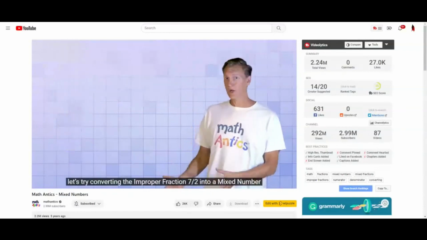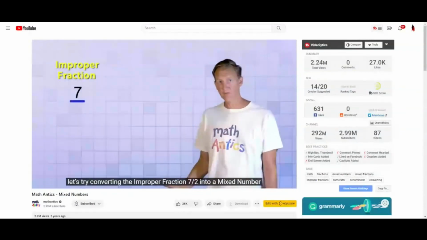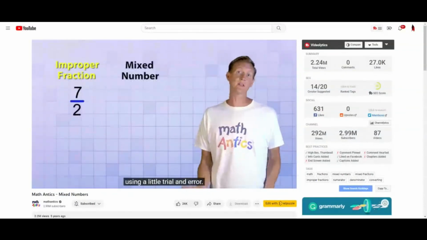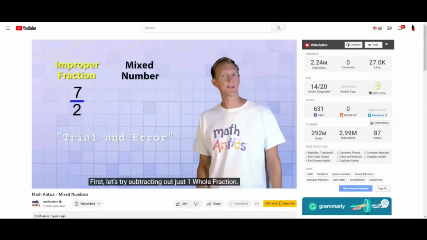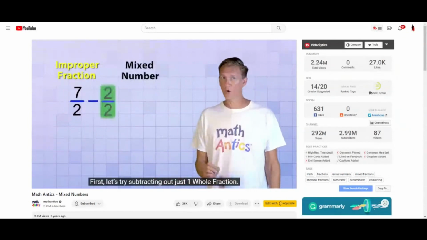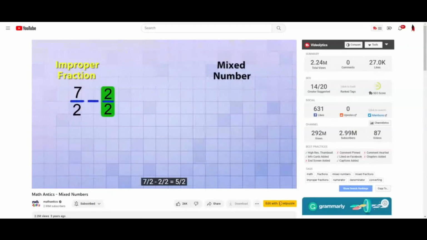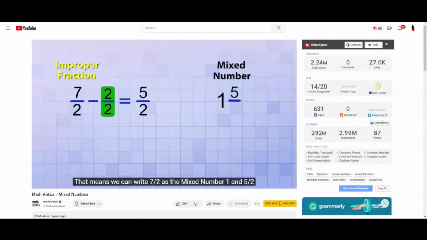To see what I mean, let's try converting the improper fraction 7/2 into a mixed number using a little trial and error. First, let's try subtracting out just one whole fraction. 7/2 minus 2/2 equals 5/2. That means we can write 7/2 as the mixed number 1 and 5/2, since we subtracted out one whole fraction and had 5/2 left over.